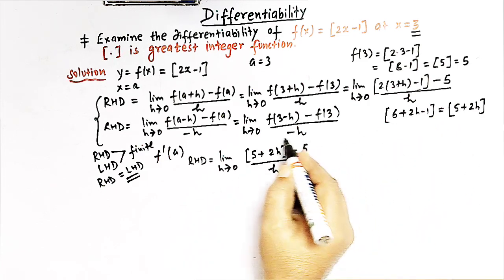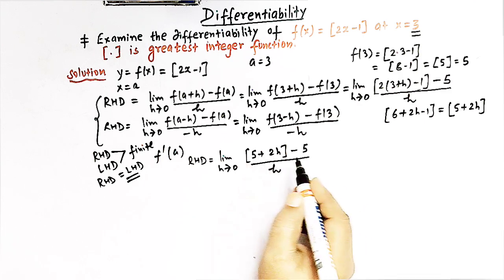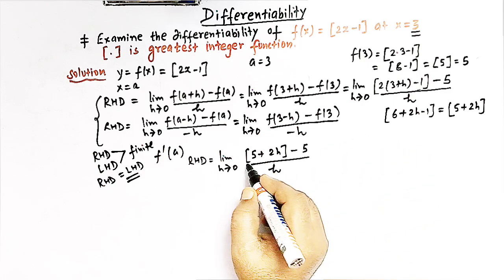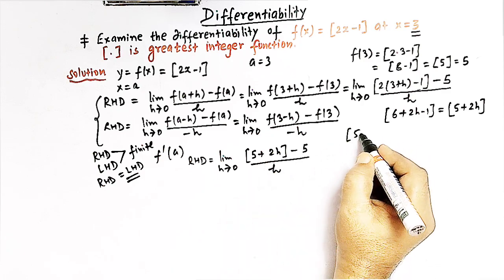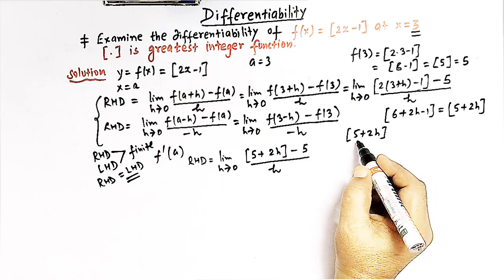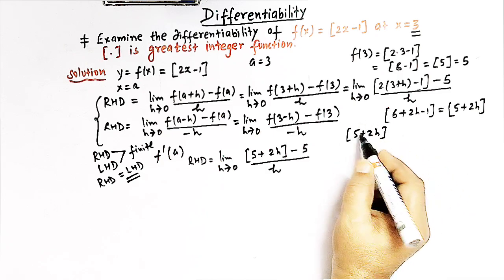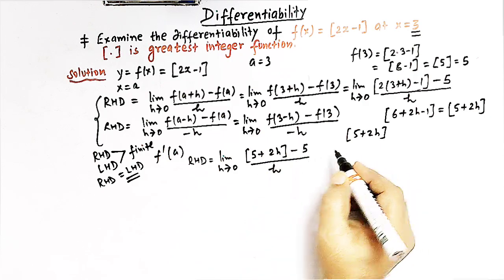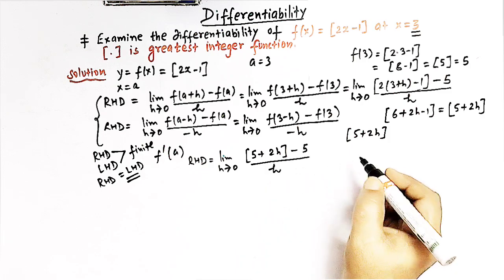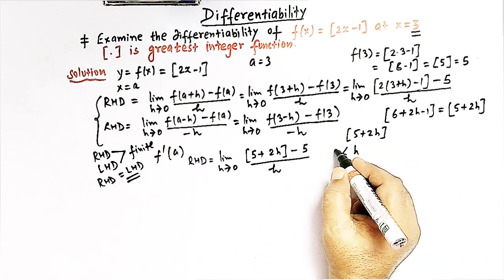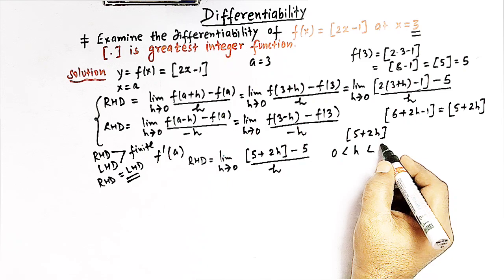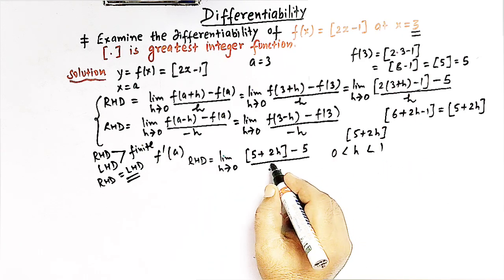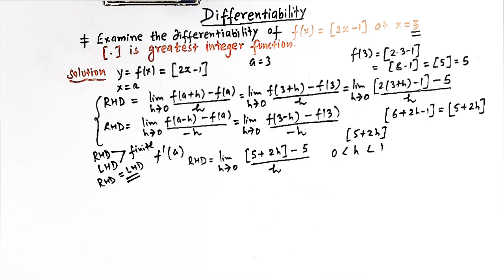So now we have to calculate this limit. In order to find out the value of this limit, we have to find out the value of this expression, that is, greatest integer of 5 plus 2h. To calculate the value of this expression, we use this concept that h is infinitesimally very small, and h always lies between 0 and 1. So h lies between 0 and 1, h is a positive quantity, and h is infinitesimally very small, right?